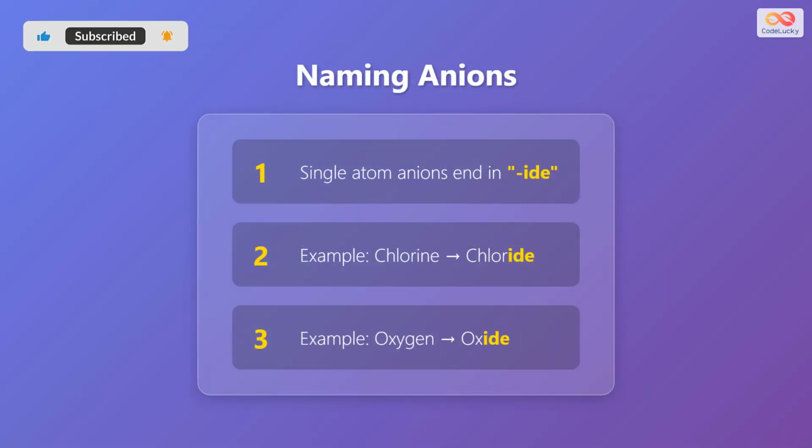There's a simple rule for naming anions. Single-atom anions, also called monatomic anions, end in the suffix -ide. For example, when chlorine becomes an anion, we call it chloride. When oxygen becomes an anion, we call it oxide. Simply take the element's name, drop the ending, and add -ide to show it's now a negatively charged ion.